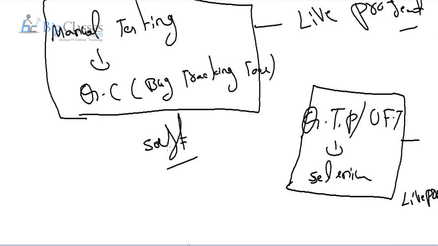And also, do we study database testing? Yes, in QTP you can cover database testing also.